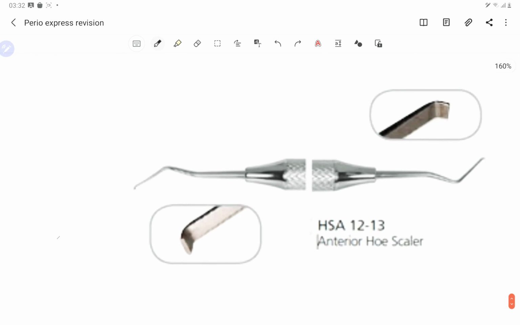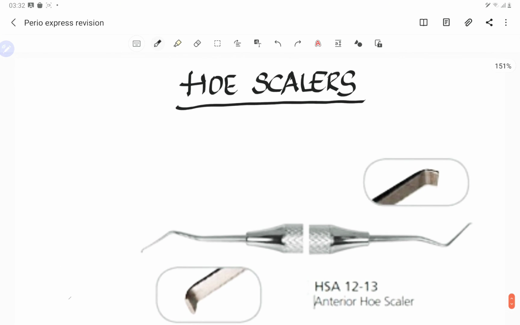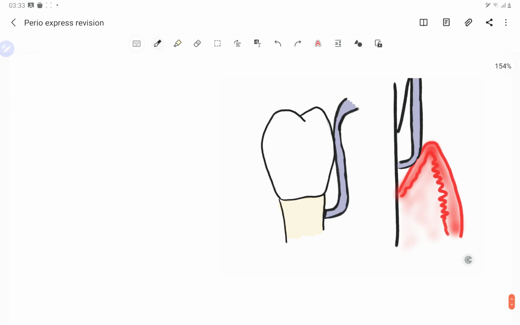Next one, guys, we have are the hoe scalers. So hoe scalers are also used for scaling. Now, what is the difference between a sickle scaler and a hoe scaler? You must be wondering. So, guys, the hoe scaler looks like this.